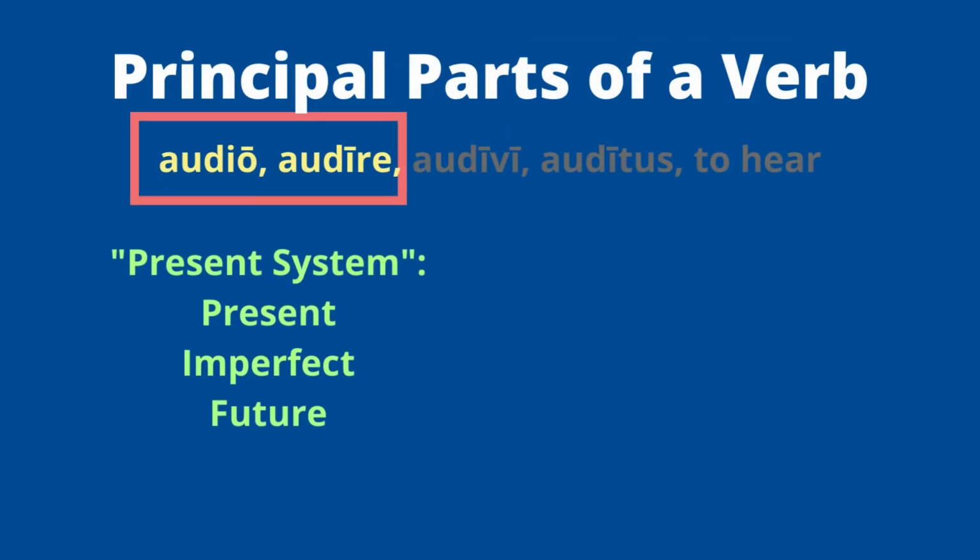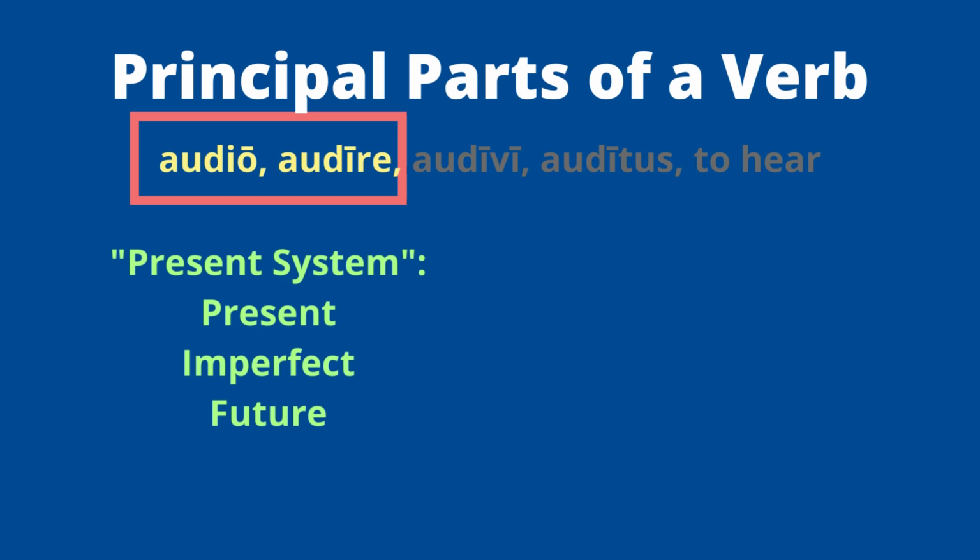So for the first couple of videos I made on tense, we talked about present, imperfect, and future, right? These are what we call the present system, okay? So those three tenses all started with the first two parts, audio and audire in this example. They really hinged on the infinitive, the second principal part, okay? The perfect tense does not use those pieces.